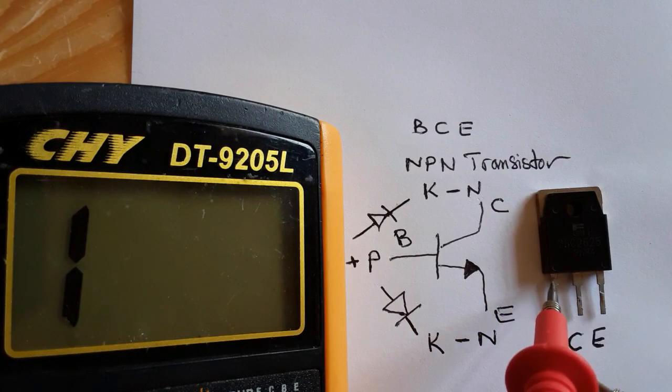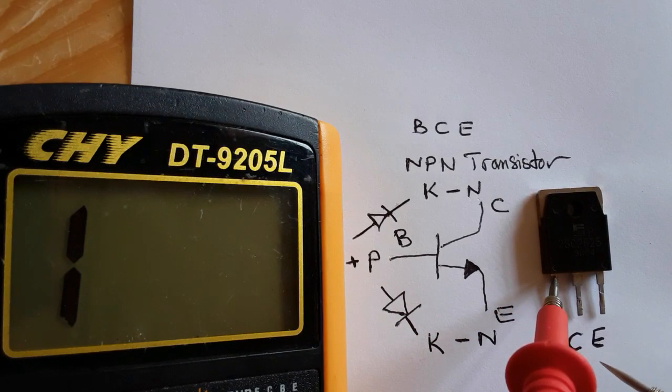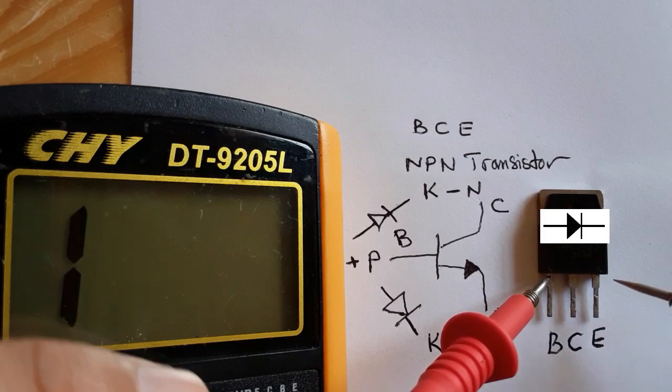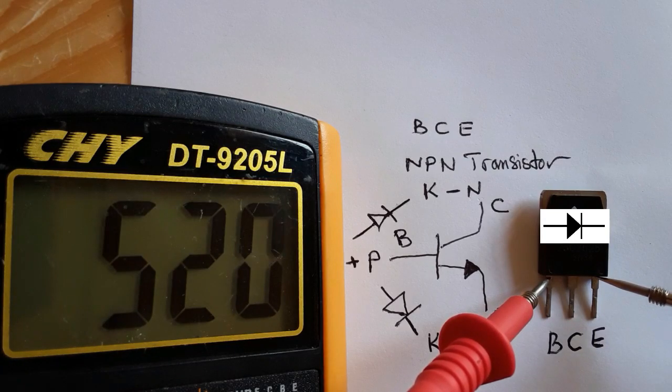So let's check right now the transistor. Here we have the base and here we have emitter. We get a reading, this time 518.